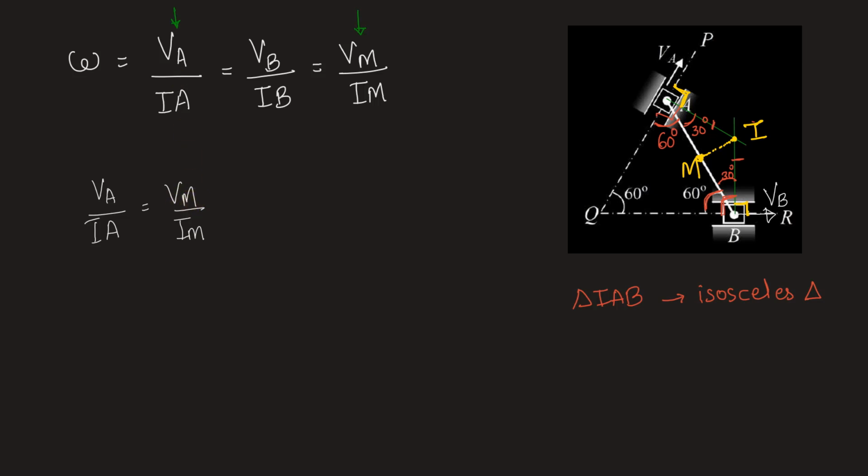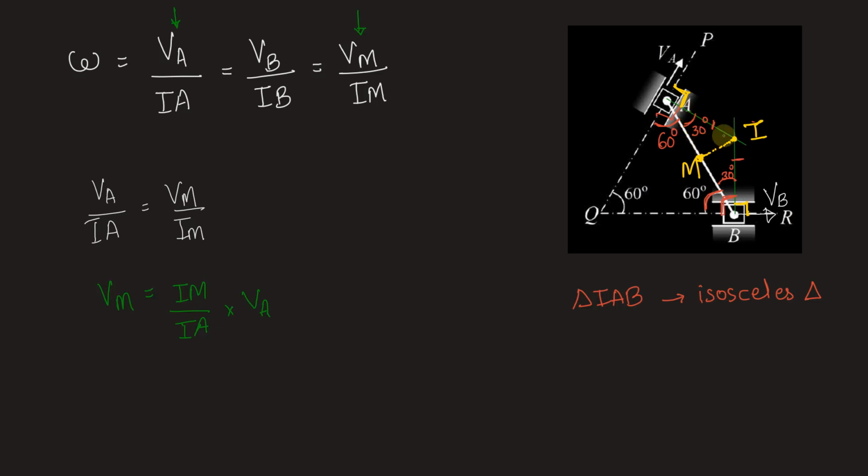We need to find out VM. Keeping VM on one side and taking all the terms to the other, we have VM equal to IM by IA into VA. VA is known to us to be 2 meter per second. We need to find this ratio IM by IA.